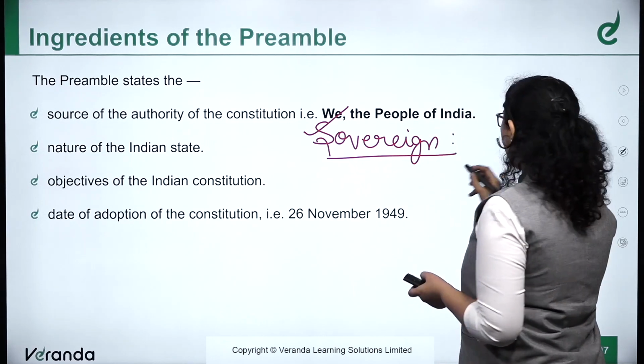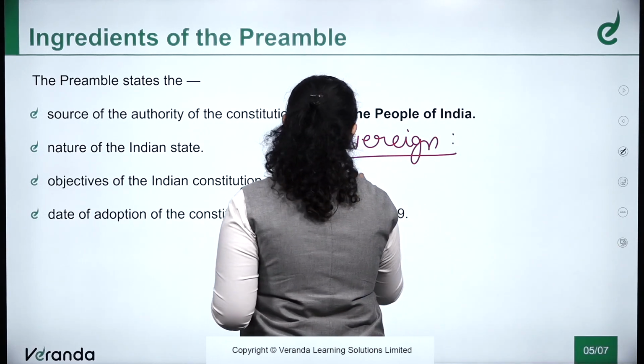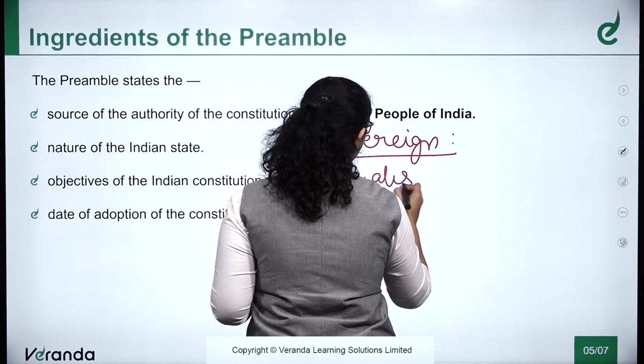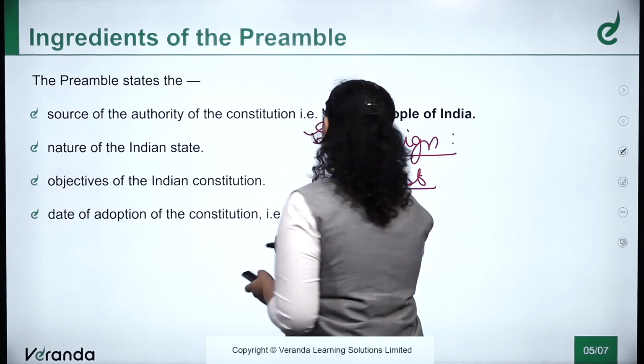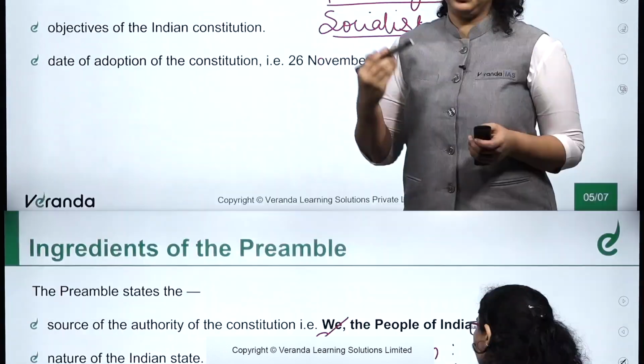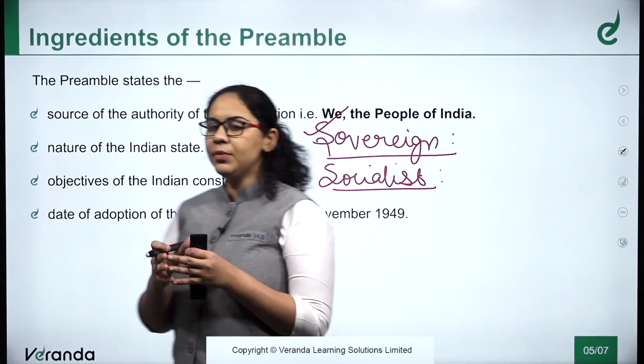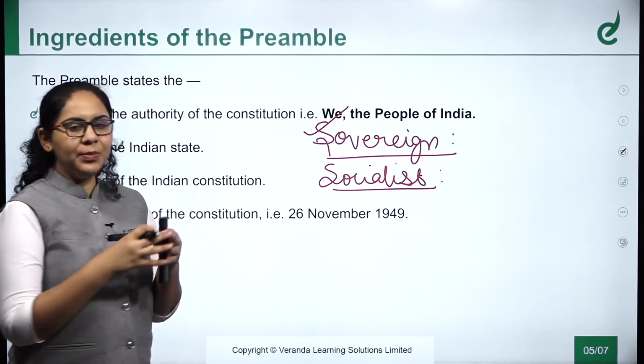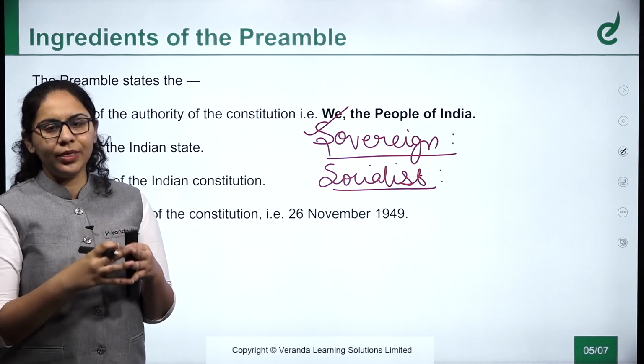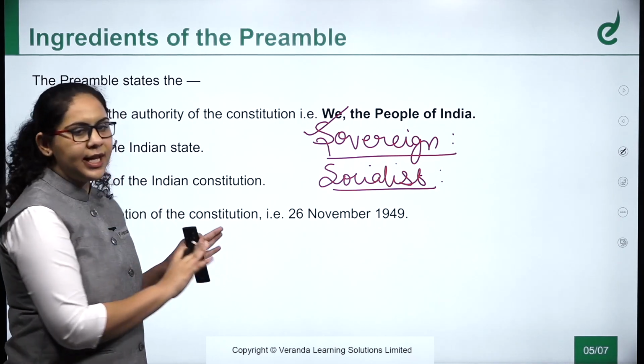Next is socialist. When we talk about socialism, the thing which comes to our mind is communism. So what is communism? The communist approach basically means that all the sources of production are with the government. But here in India, it is not so.